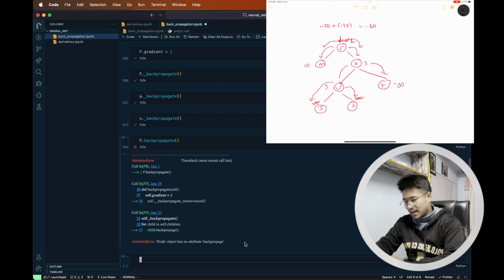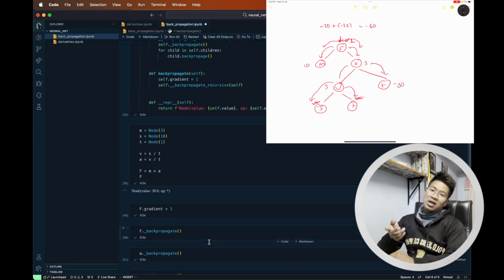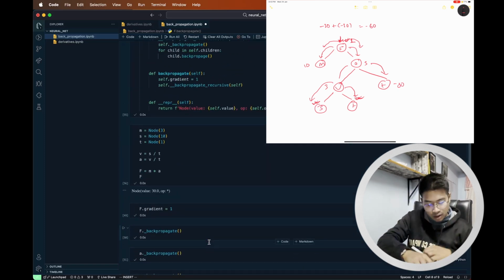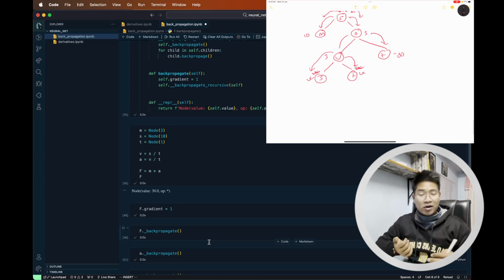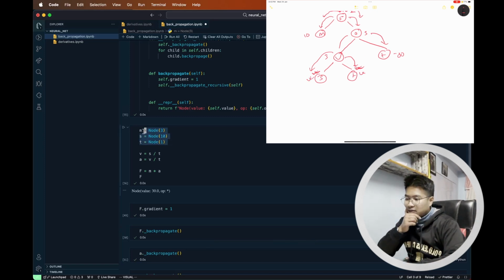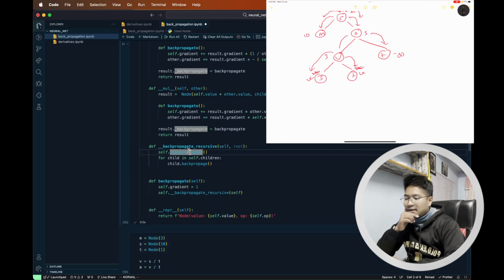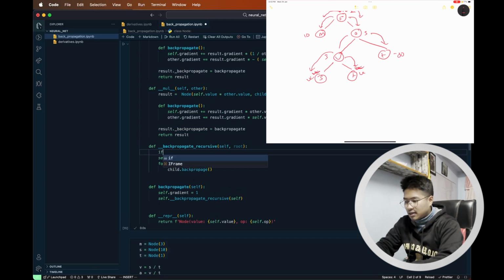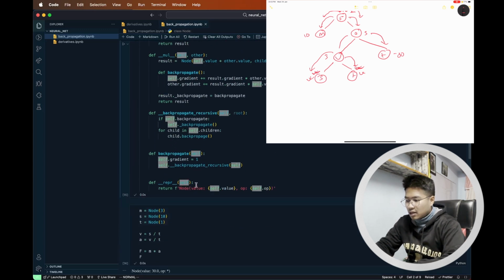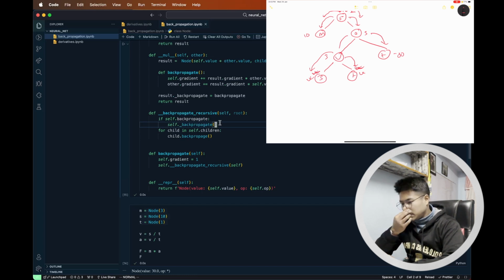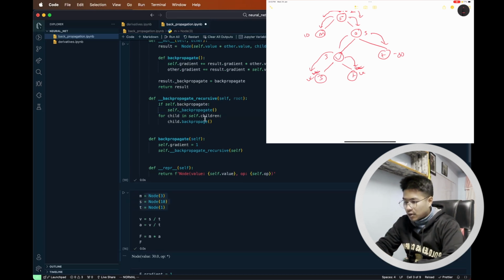So let's see if it works, and it does not, obviously. It says that node object does not have backpropagate. When you reach the end nodes, in this case s and a t, because these are raw nodes, they do not have the backpropagate function defined. So over here I should say: if I have that function defined, then I should backpropagate, otherwise I shouldn't. So I think this should work now.